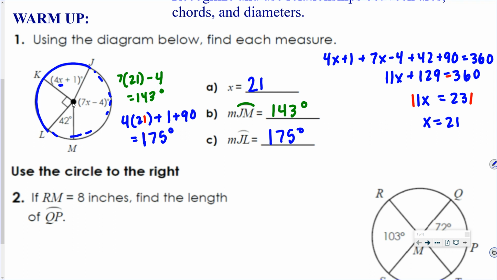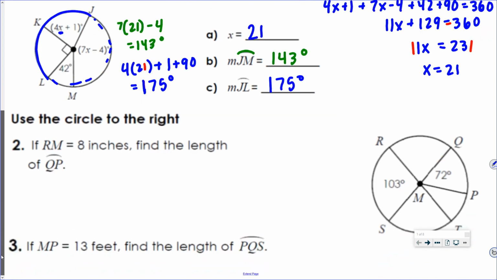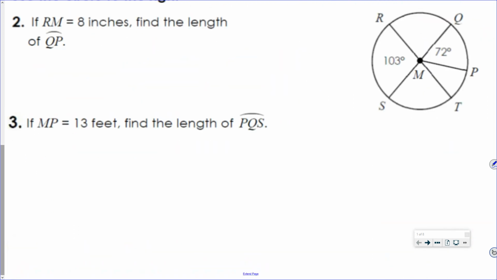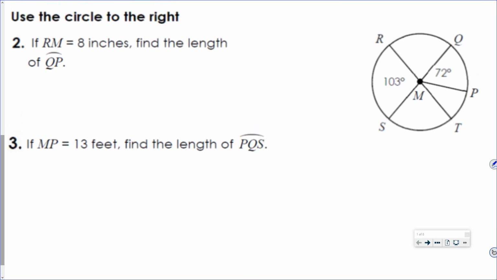All right. Next problem says use the circle to the right to answer these two questions. And if you notice the difference now, once they give us some information, we're actually finding the length of the arc and not the measure. Okay, first problem here, number 2. RM, which is a radius, is 8 inches. Find the length of arc QP. This one right here.